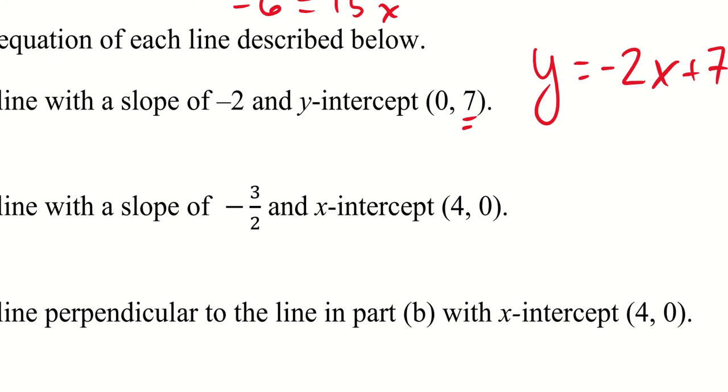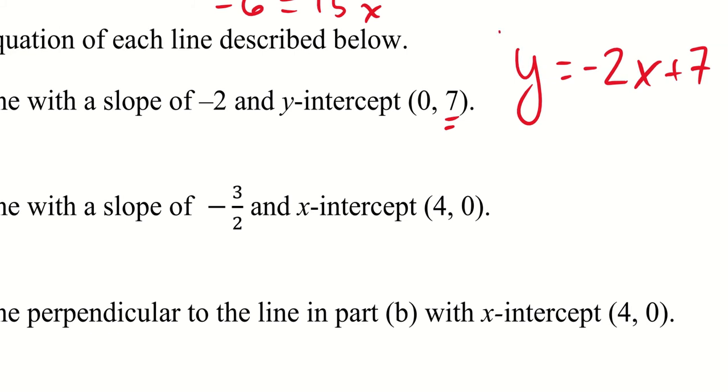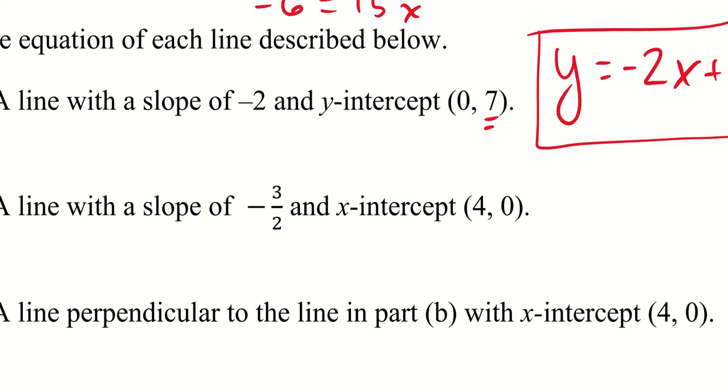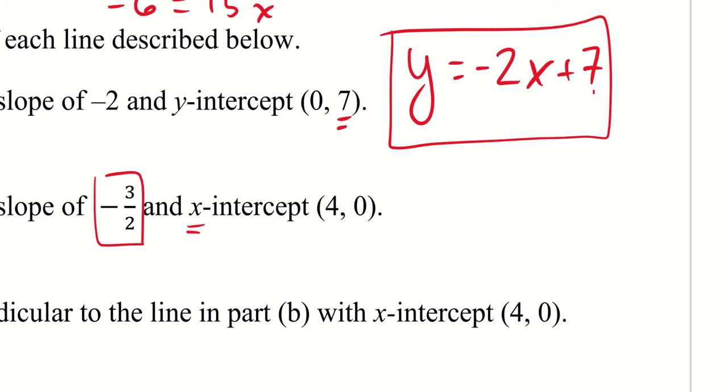When x is 0, y is 7. So this is our first equation. The next sentence says, find the equation of a line with a slope of negative 3/2 and an x-intercept of (4, 0). So this is not my y-intercept. I can't just simply plug it in like I did above when I knew the y-intercept. I've got to figure out what my y-intercept is.